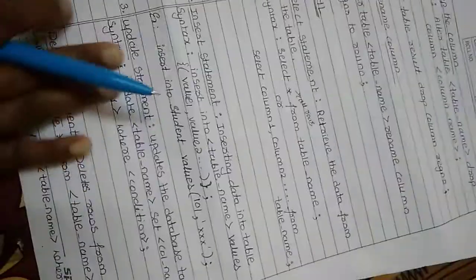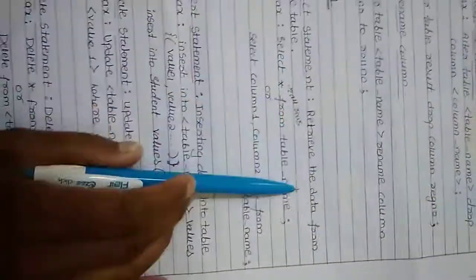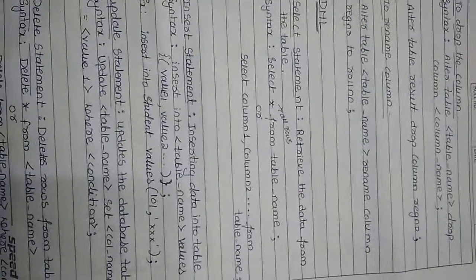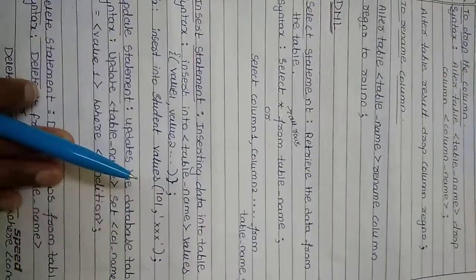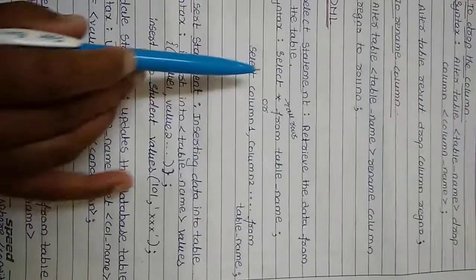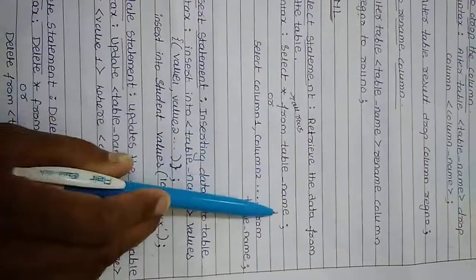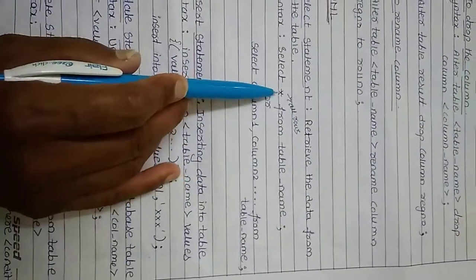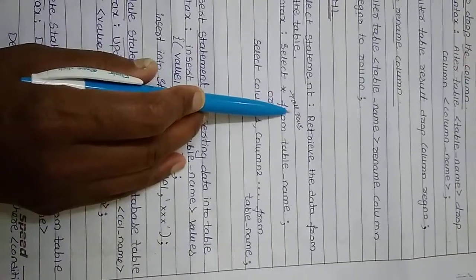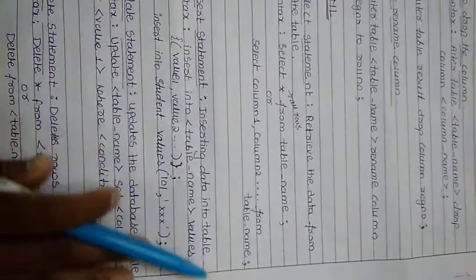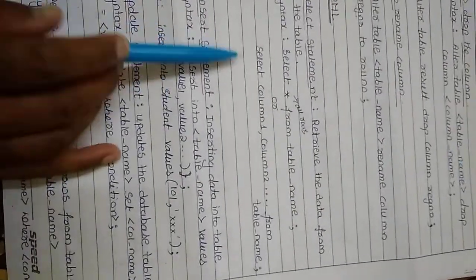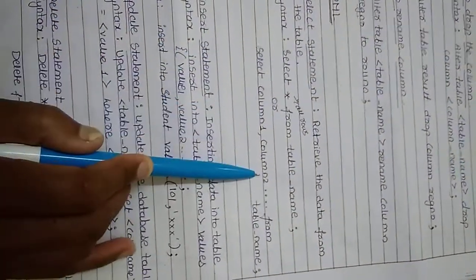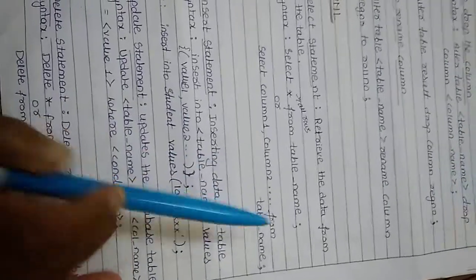So first one comes under the DML or data manipulation language. The first statement is select statement. It is going to retrieve the data from the table. So here you can use this select statement in two different ways. First of all, you can use select star from table name. When you are using star, that means all the rows from the table are displayed. If you don't want all the rows, or a particular row or column you want, then you have to give the particular columns from the table name.